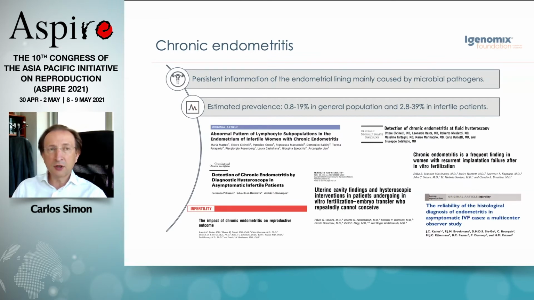The estimated prevalence of this pathology is between 1 to 20% in the general population and between 3 and 40% in infertile patients. You have in the slide some of the papers in which we worked on that in order to get this estimated prevalence. The issue is that this is not a pathology that we can just underestimate. It exists. The issue is that we are not able to really diagnose it properly, but it's there, and most frequently in our most difficult patients.